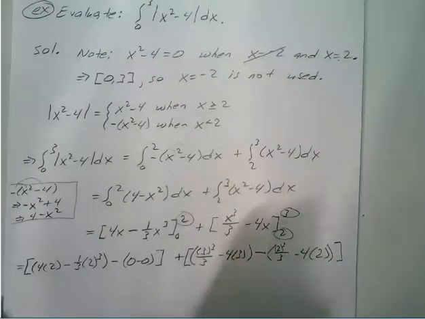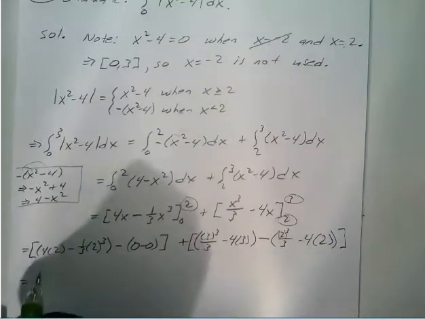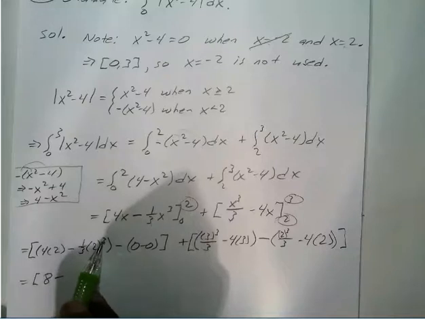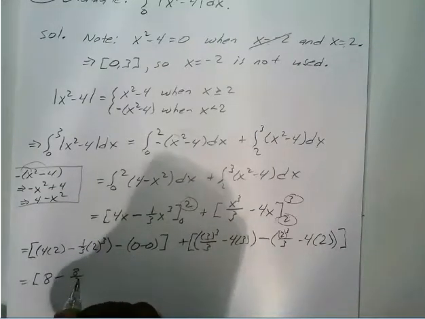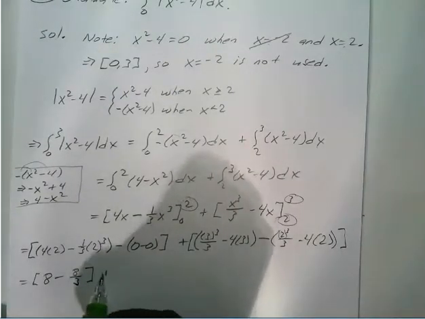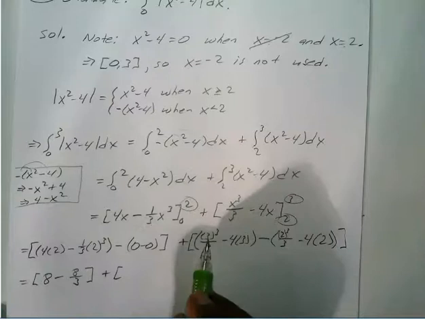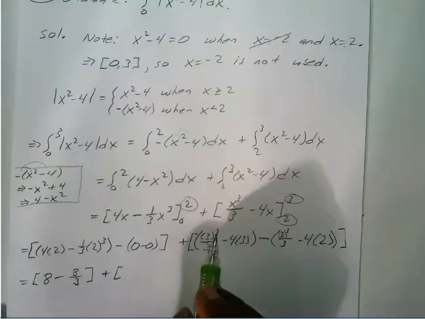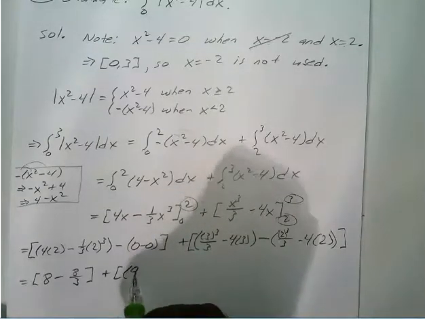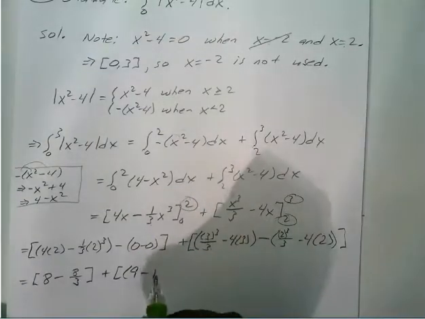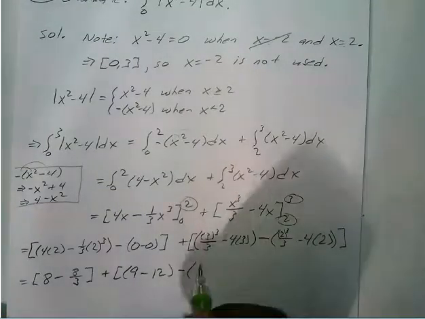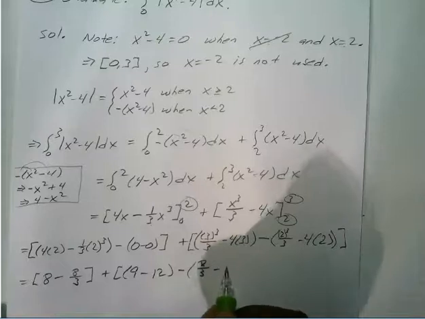Okay, so if we go ahead and simplify those, we will end up with 8 minus 2 to the third is 8, so 8 over 3. And that's 0 minus 0, so that just disappears. Plus, 3 times 3 is 9. 9 times 3 is 27, so you have 27 over 3, which is just 9. So you have 9 minus 4 times 3 is 12. Minus 2 to the third power is 8. So we have 8 over 3 minus 8.